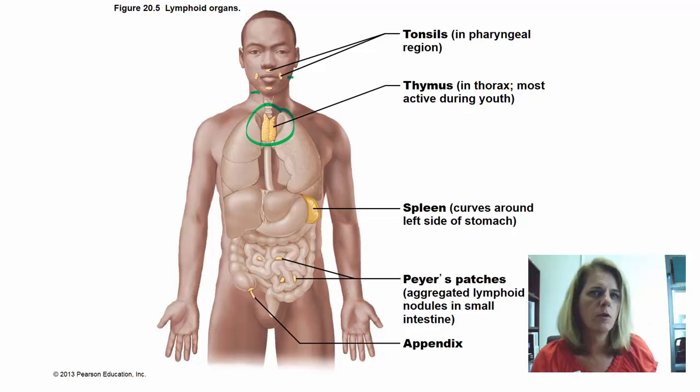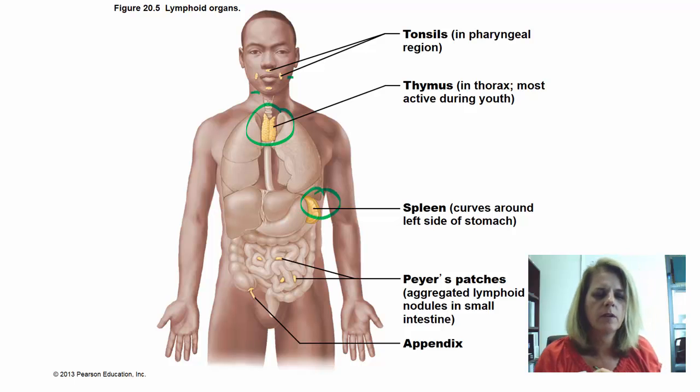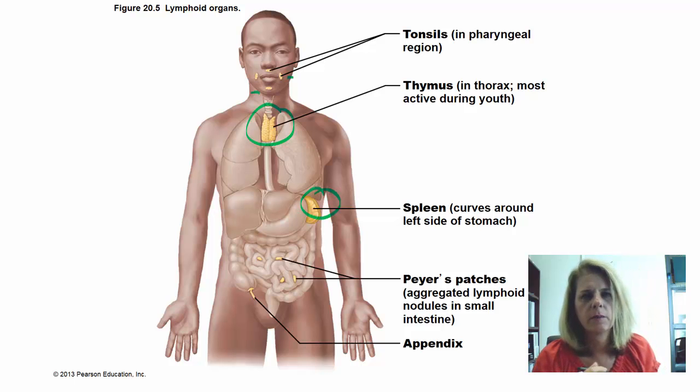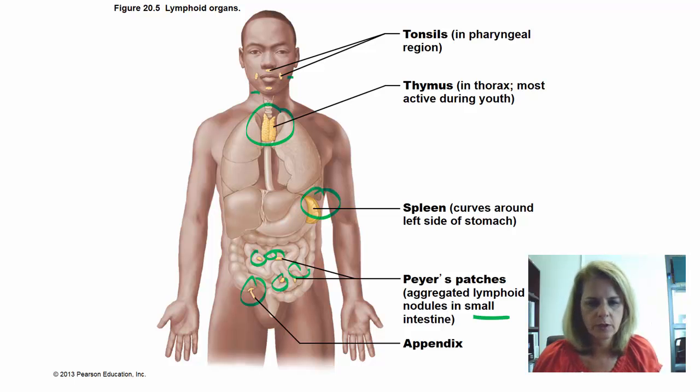Again, we'll talk a little bit more about how that works in the immune system. The spleen, and we talked about the spleen when we talked about red blood cells. It's going to be part of the system that gets rid of the old spent red blood cells, but it also plays a role in immunity. You have what are called Peyer's patches and the appendix. Okay, so these little Peyer's patches are on your small intestine, and the appendix is on the large intestine. So that's where these are anatomically.